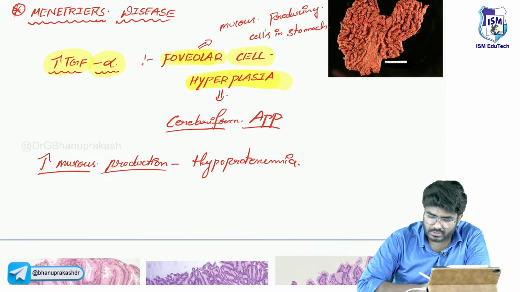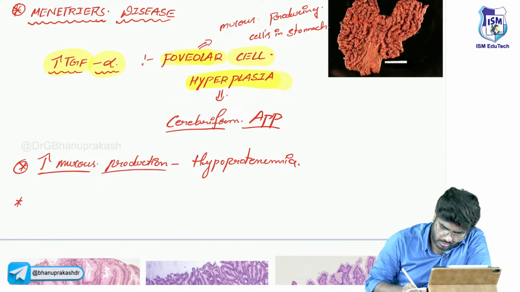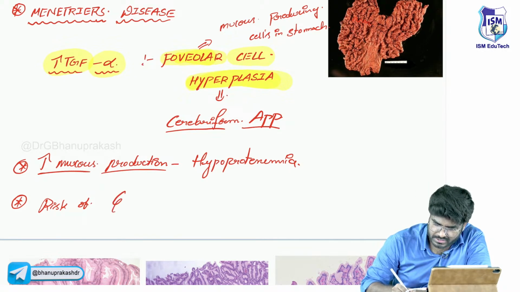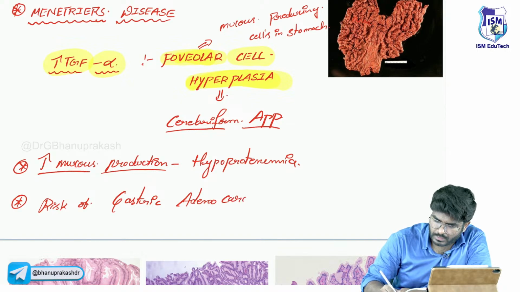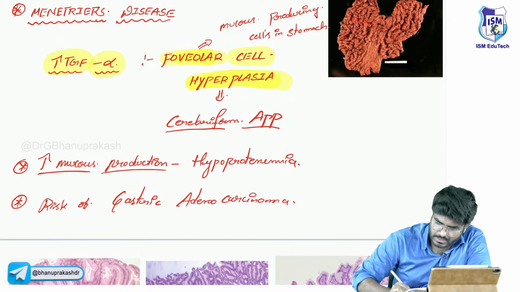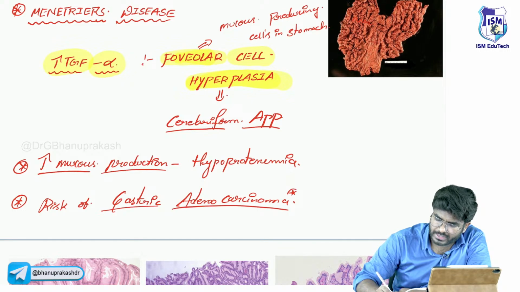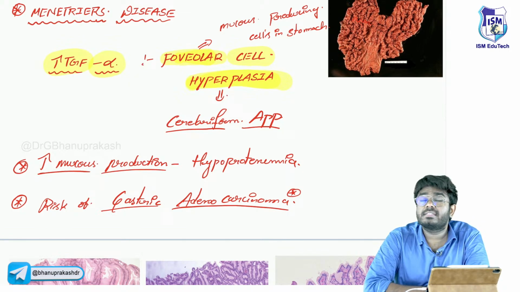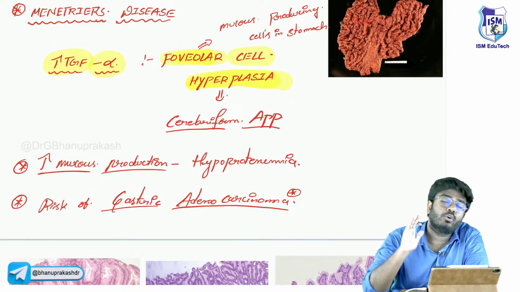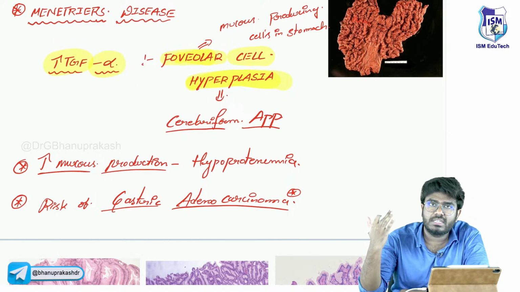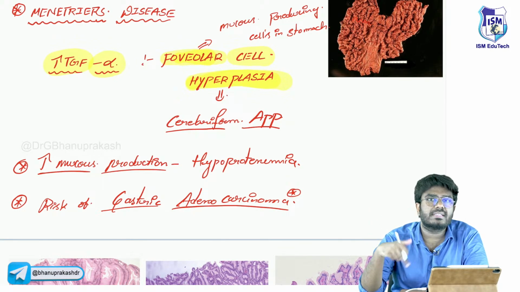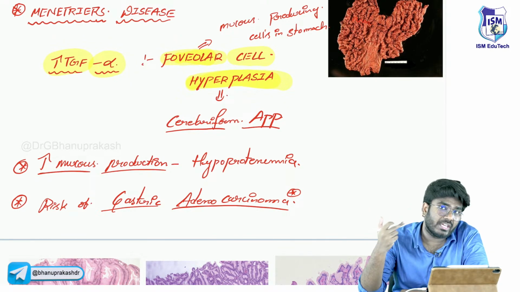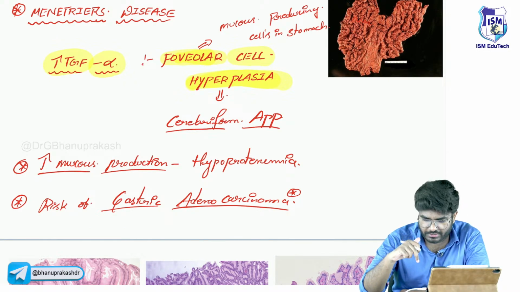Important point: these patients are at a risk of developing gastric adenocarcinoma, which means in the future they can develop stomach cancer. The most common cancer of the stomach is the adenocarcinoma. This is not an esophageal cancer. Esophageal cancer is completed; that's the adenocarcinoma of the esophagus, which is seen as a complication of GERD. This is a totally different thing. This is the gastric adenocarcinoma, which is seen as a complication of Ménétrier's disease.